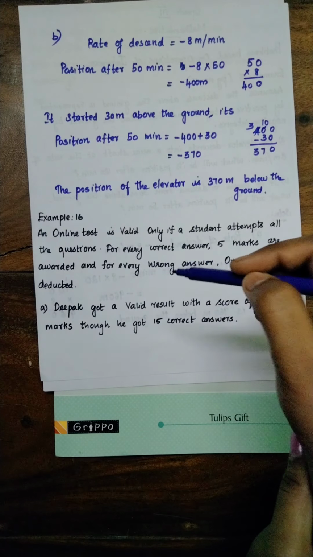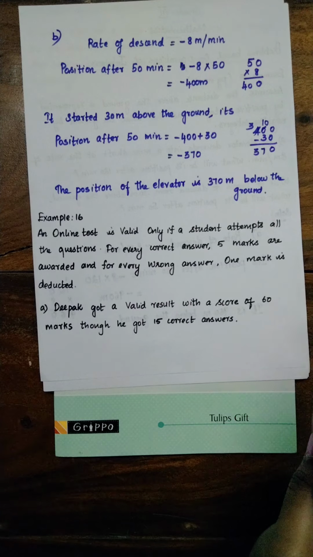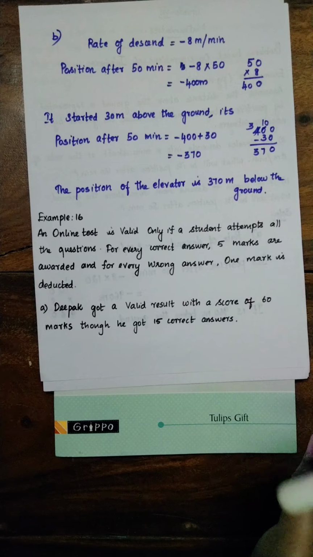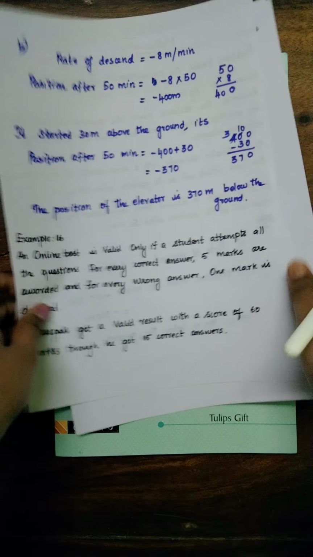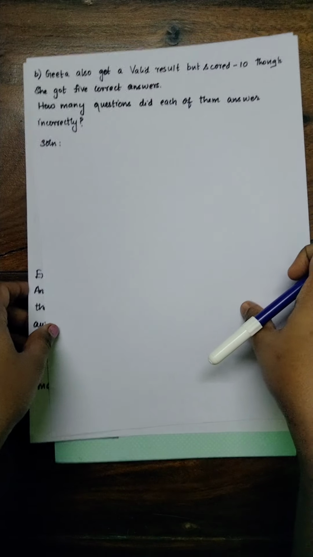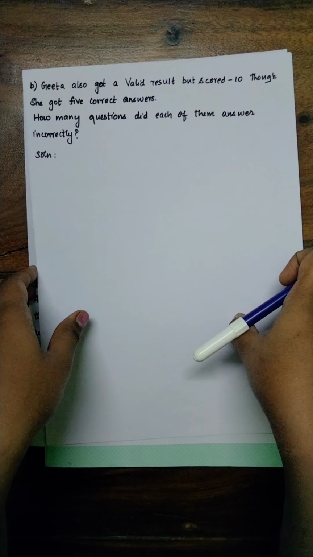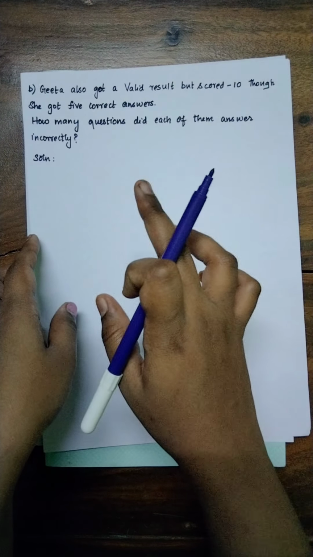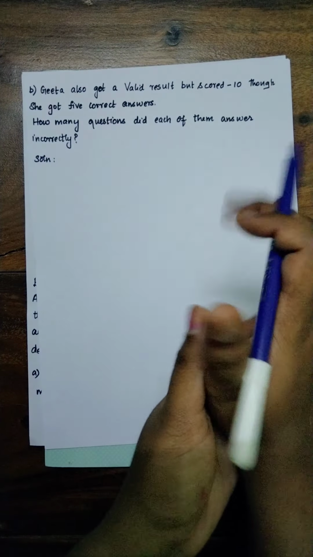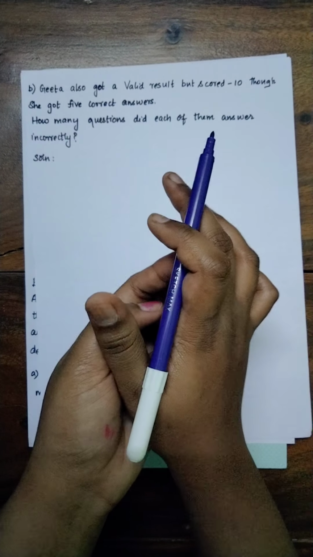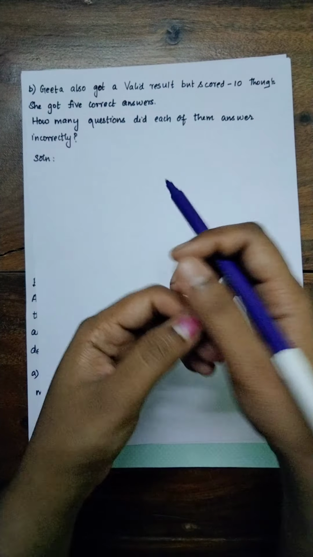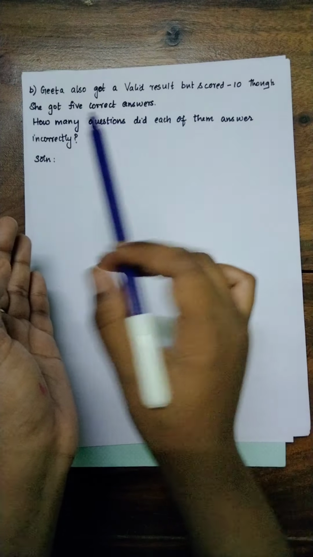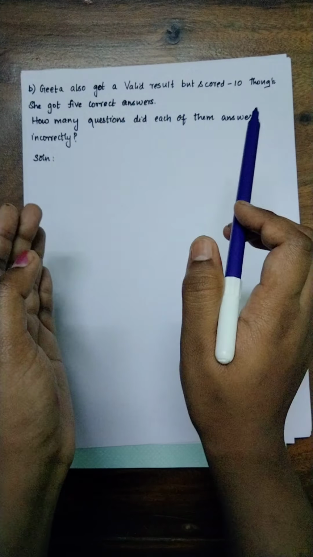Deepak's total mark is 60 and he got 15 correct answers. We are going to find the incorrect answers. This is the first question. Our next question is, Geeta also got a valid result, but scored 10. So she got 5 correct answers. We are going to find how many incorrect answers. So how many questions did each of them answer incorrectly?